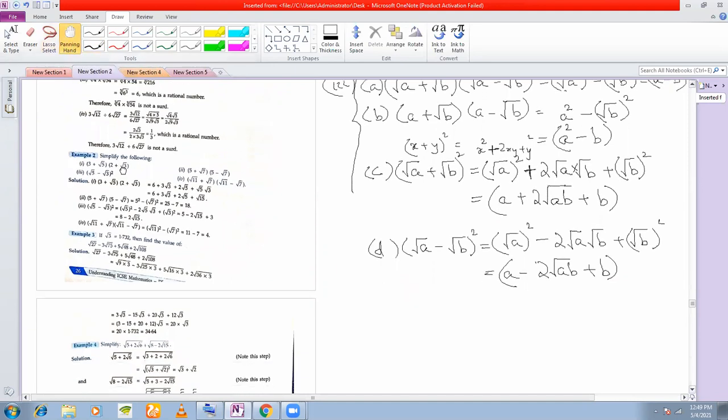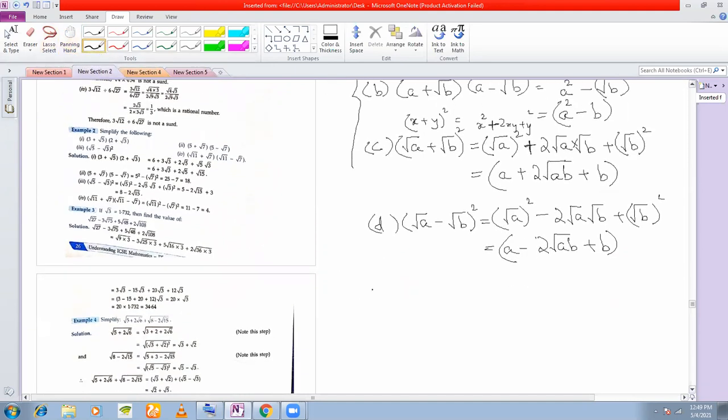Okay. Next, 4, e. How do you multiply these two? Root a plus root b into root c plus root d. Okay, you have four surds here: root a, root b, root c, and root d. All four are different surds. So how do you multiply them? You multiply them by the normal algebraic multiplication that we do. It is just like multiplying, say, a plus b into c plus d. Okay, that is like multiplying these two.